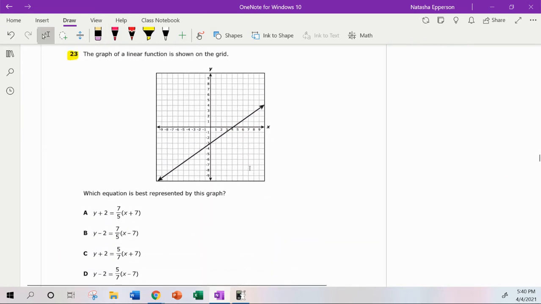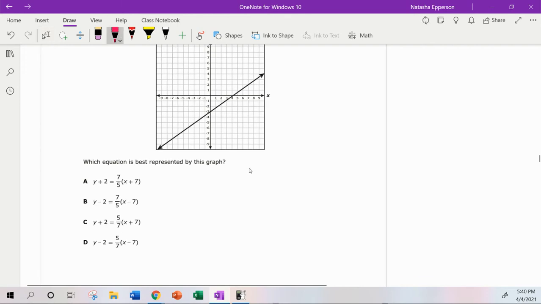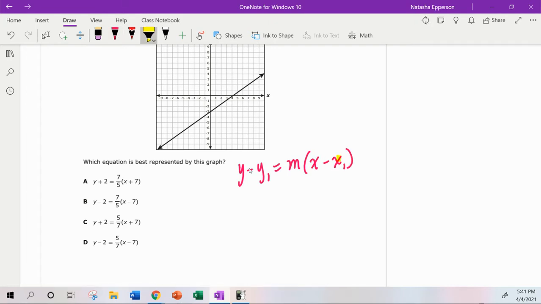Question number 23. We're given the graph of a linear function. What equation best represents this graph? All of our answer choices are in point slope form. That's y minus y1 equals m times x minus x1. Now, a reminder, this x1, y1 is your coordinate point. So remember, when you take it out of that formula, it's going to be the opposite because of the negative values.